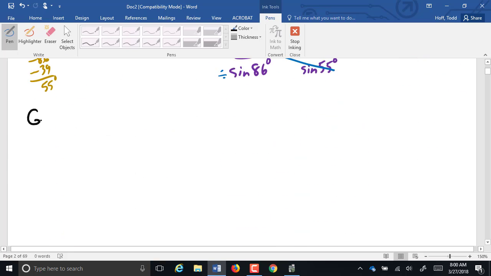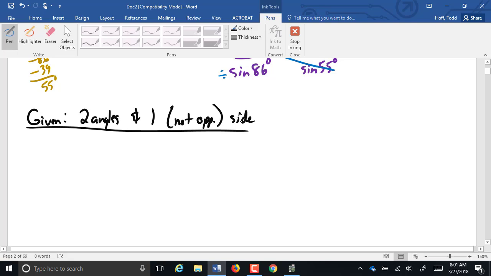Case two, we're given two angles and a side that is not opposite one of the angles, the side between the two angles. So we might have this. Let's say we're given this angle here, 40 degrees. This one here will be 75 degrees. And the side in between them here, we're going to call 25 millimeters.